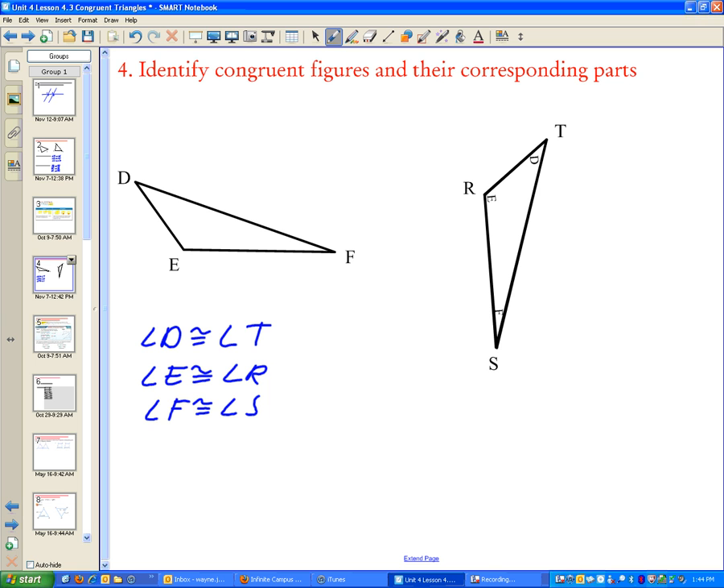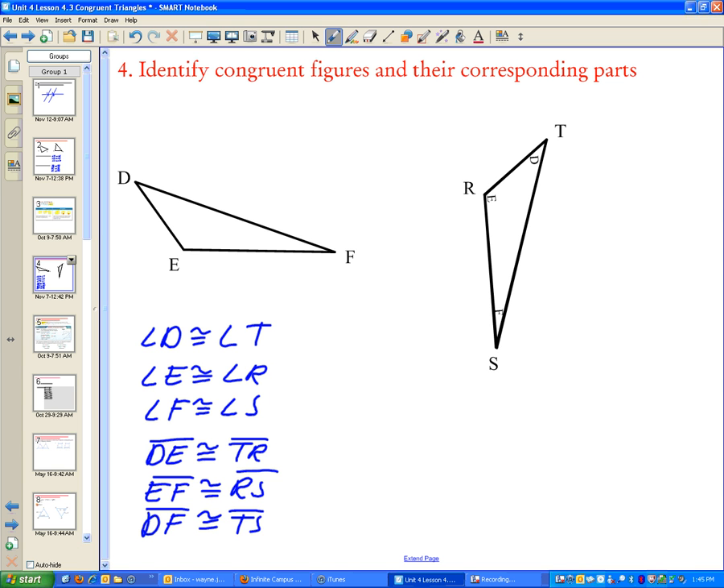Now let's do the sides. What's segment DE correspond to? Not angle TR, segment TR. What about EF? What's segment EF congruent to? Segment RS. What have I not listed? DE? No, I mean DF. Segment DF then is congruent to segment TS.